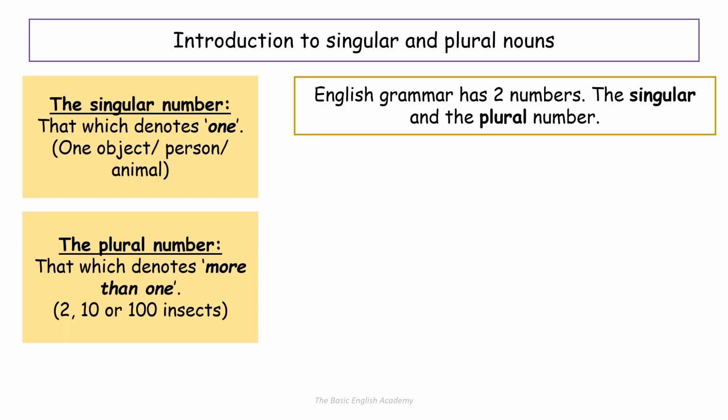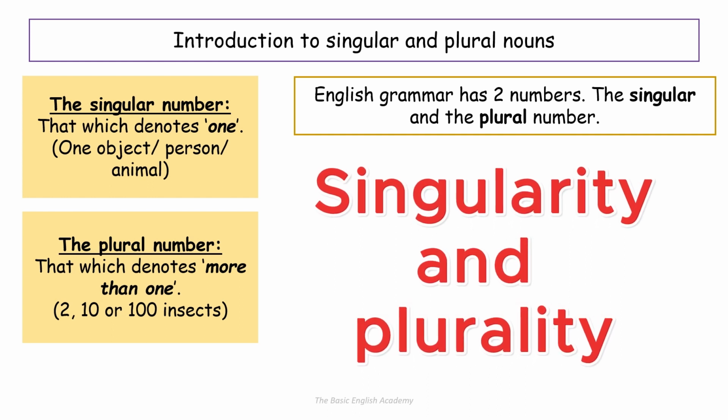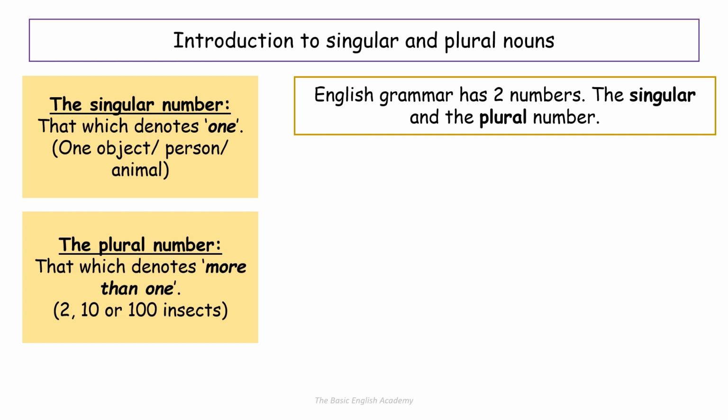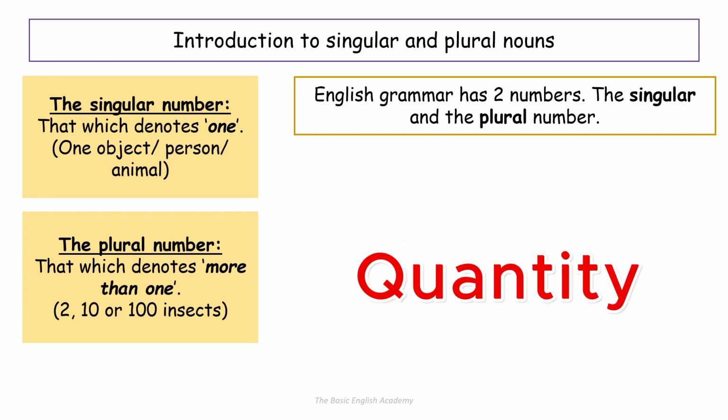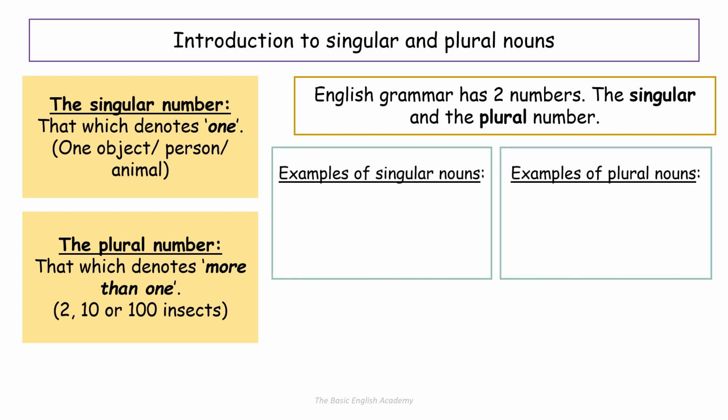Nouns can be modified to show singularity and plurality, and this is what we will be looking at in this video and in the two videos to come. What plurality tells us is that there is more than one. It doesn't really tell us about the actual quantity, just that there is more than one. So let's look at a few examples of singular and plural nouns.